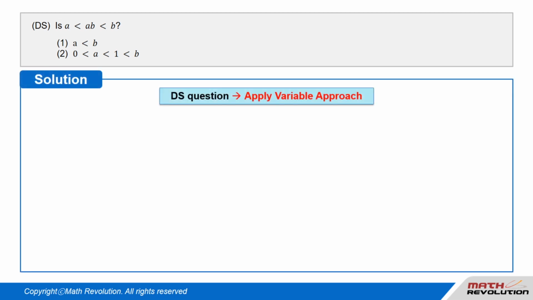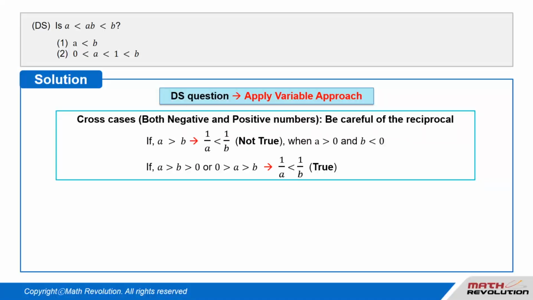Solution. Let's solve this DS question using the variable approach. Cross cases: both negative and positive numbers. Be careful of the reciprocal. Always be careful when dealing with negative numbers, including cross-multiplication cases, which are related differently to positive numbers and negative numbers. If we are given that A is greater than B, then 1 over A is smaller than 1 over B will not be true when A is greater than 0 and B is smaller than 0.